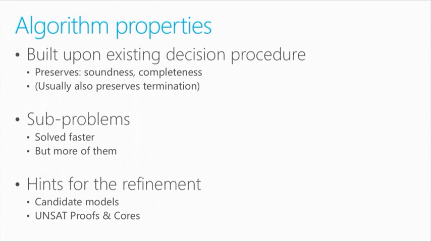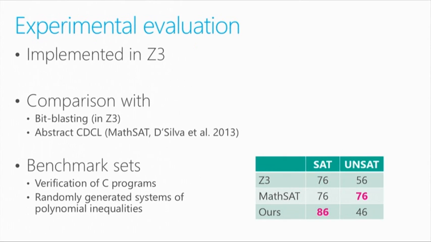Right, so in this case, the result is that subproblems are very much smaller, but there are more of them. And it's always a trade-off between having too many problems or too few. And we can actually use model assignments and answer proofs as hints for the refinement. And it turns out in practice that is often useful.